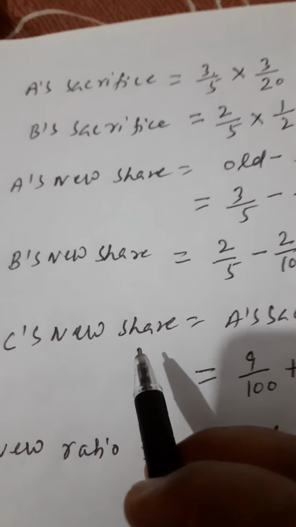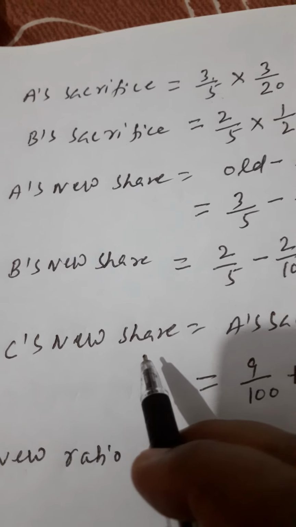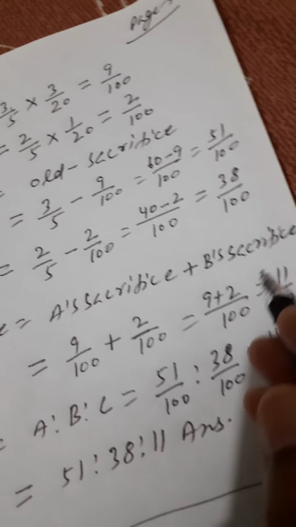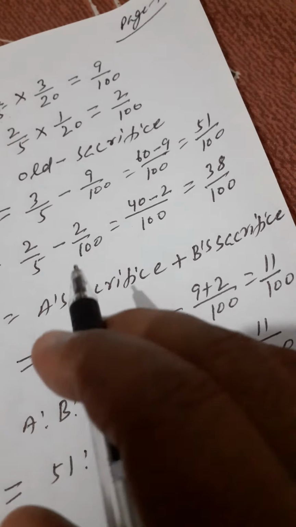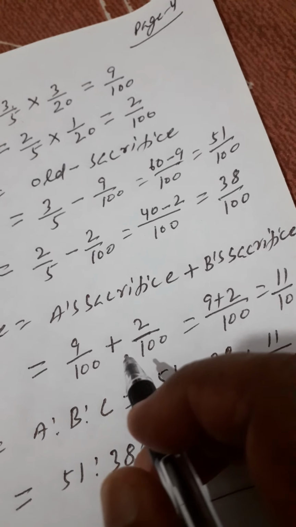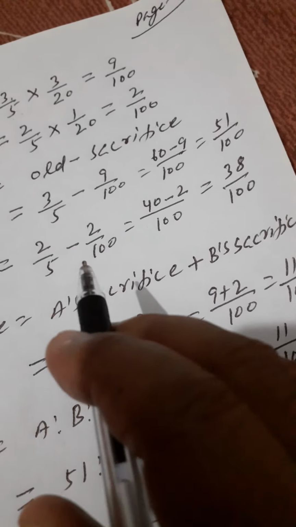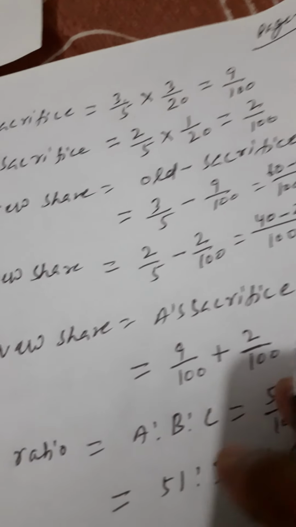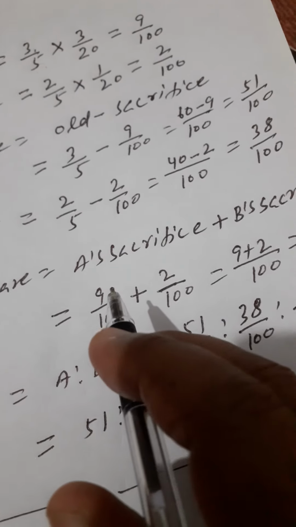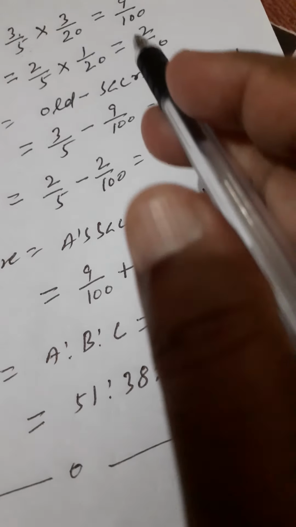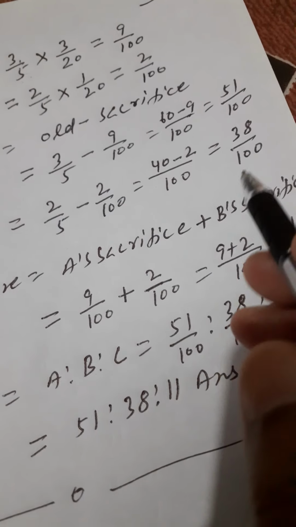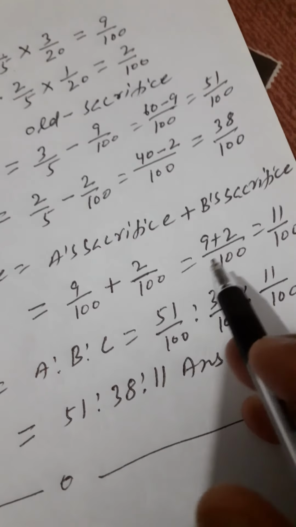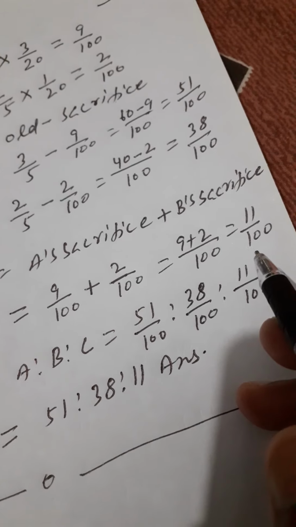Now you have to calculate C's new share. C's new share will be A's sacrifice plus B's sacrifice, because both A and B are sacrificing in favor of C. So you have to add both A and B's sacrifice to get C's new share. Now A's sacrifice is 9 by 100 and B's sacrifice is 2 by 100. Then you will get 11 by 100.